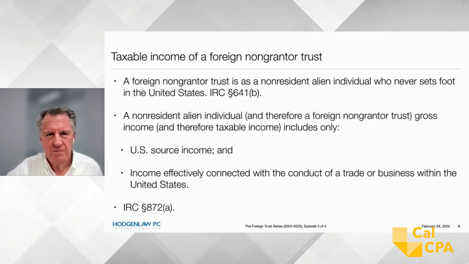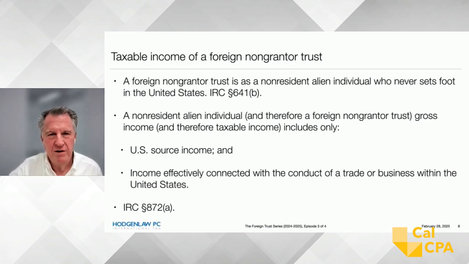A foreign non-grantor trust, for income tax purposes, is taxed just like a non-resident alien individual who never enters the United States. So, boom, human being. And the idea for an individual non-resident alien is that the gross income that's exposed to U.S. income tax is U.S. source income. This is just the traditional idea of U.S. source income. And you can see section 872(a). This is the definition of gross income for U.S. income tax purposes for this person.